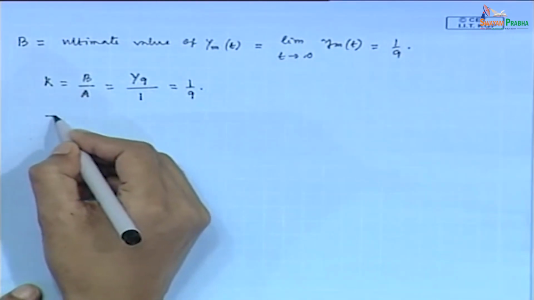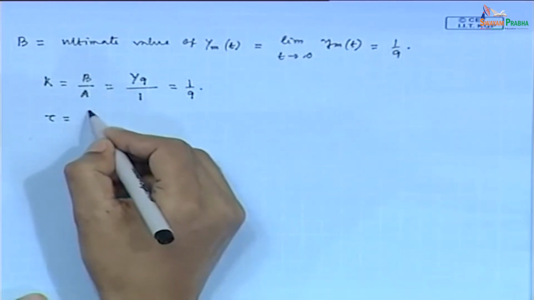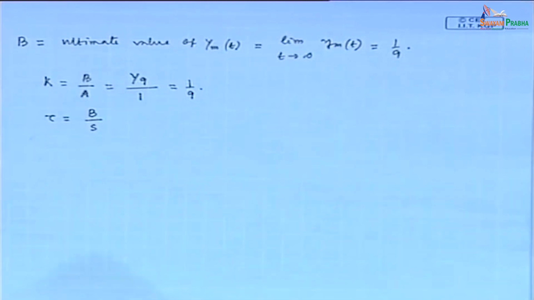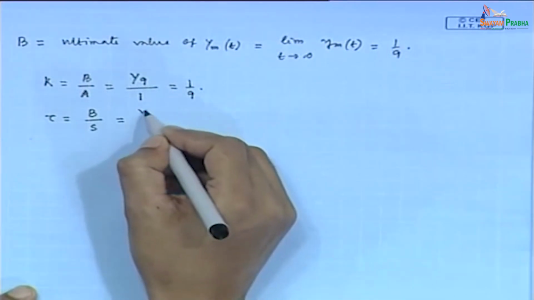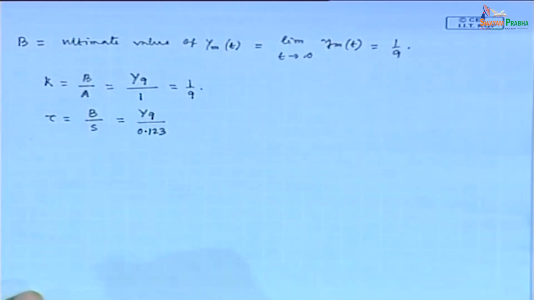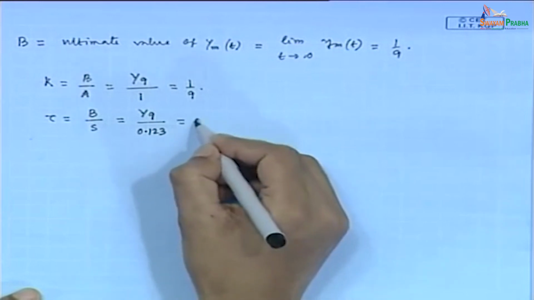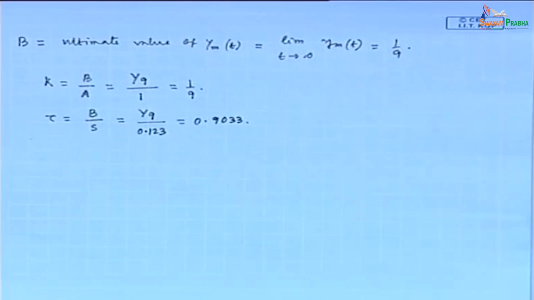Next we need to determine the time constant tau, which is represented by B by S. Now, B we obtained 1 by 9 and S is 0.123. So, it gives 0.9033. So, tau is 0.9033.